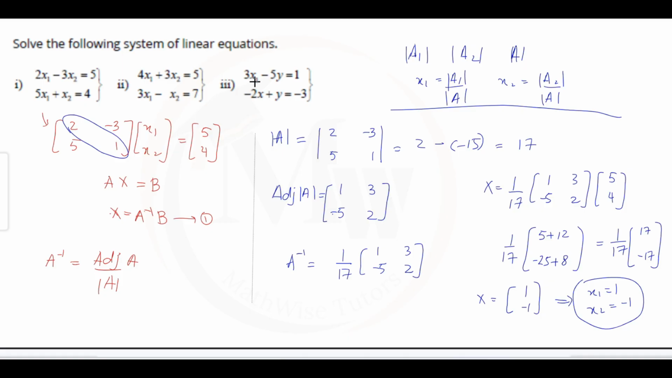In the third part, you can see there is no x1 and x2. There is x and y. So just the symbol changes. Instead of x1 and x2, you will consider it as x and y. And instead of A1 and A2, you can consider it as Ax or Ay. Just this difference of symbol, nothing changed. The method to solve is the same.